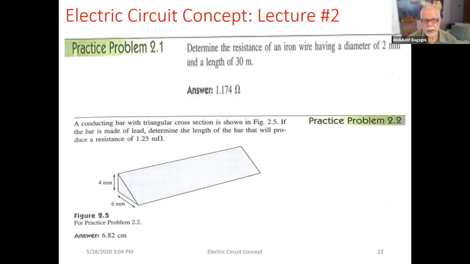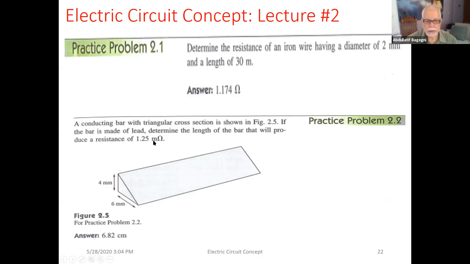Here we have practice problem 2.1. We are asked to determine the resistance of an iron wire having a diameter of 2 millimeters and a length of 30 meters. And then practice problem 2.2. As you see here, the shape of the cross-section area where the current is passing through is rectangular. So we are given the resistance of this length here, and we are asked to find the length of the wire with the cross-section area in the shape of a triangle.